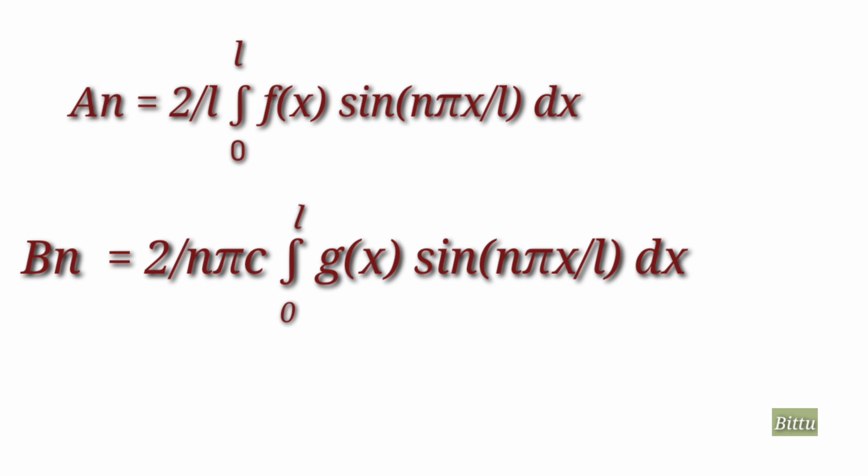Really, y of x,t is the displacement at any point on the string at a distance x from the origin and at any time t. We have to find y of x,t when f of x or g of x or both are given. In this video, I am going to solve a problem in which both f of x and g of x are given. Let me start.